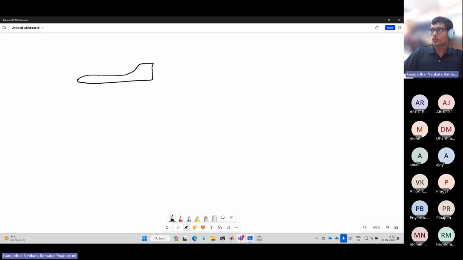So this is my aeroplane. It's flying at some very high altitude, say 1,000 kilometers. At that altitude, say you have a requirement that you need to study only the flow over the aeroplane. You want to see only the flow over the aeroplane, not how the aeroplane is moving.